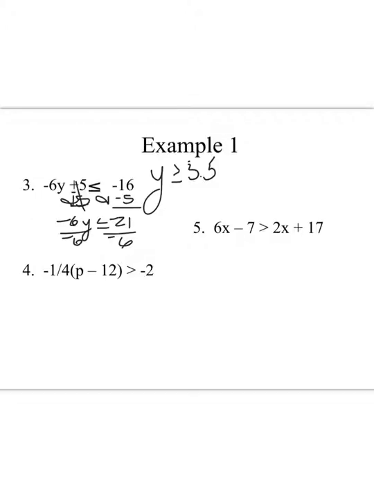Number 4, I'm going to multiply each side by the reciprocal of 1/4, which is 4. You could also just distribute the 1/4 through the parentheses. It's entirely up to you and your comfort level with fractions. But p plus negative 12 is going to be greater than negative 8. Because I multiplied each side by a positive 4, I don't have to flip that sign. So now I'm going to add 12 to each side.